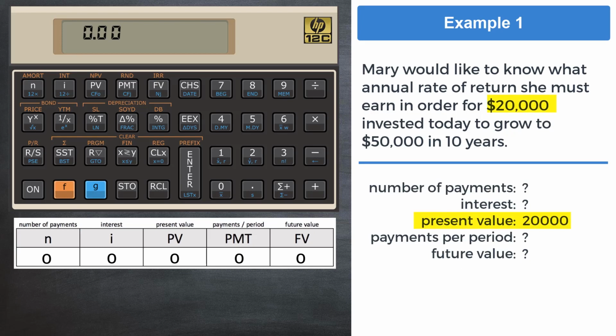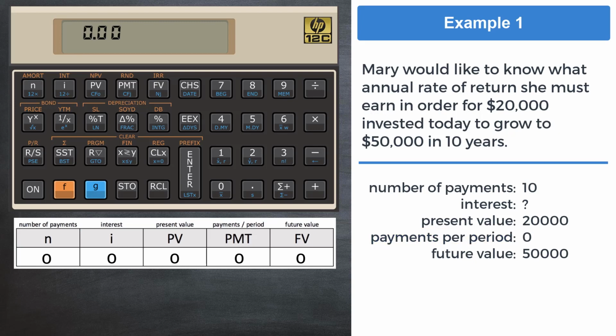$20,000 is the present value. $50,000 is the future value. Years are the unit of time in this question, so we can interpret the number of periods to be 10 from 10 years. It would seem that we are not told the payments per period. Not to worry. In this example, Mary is neither adding to her investment nor withdrawing. So, as the question reads, the payments per period will be 0. And there, we have 4 of our 5 TVM variables.